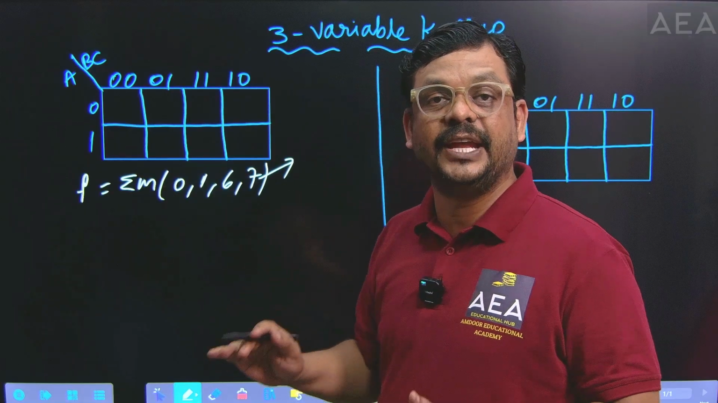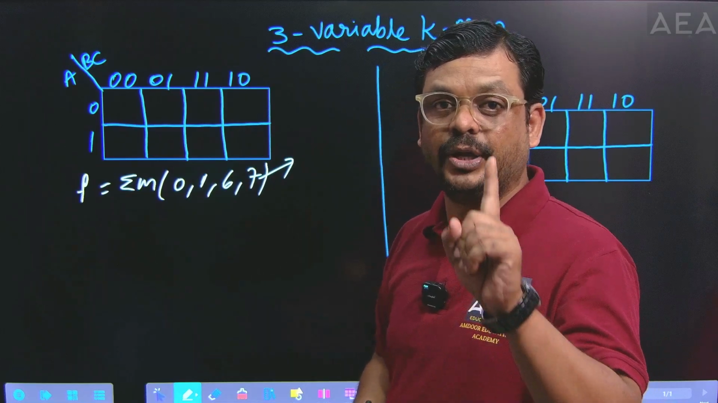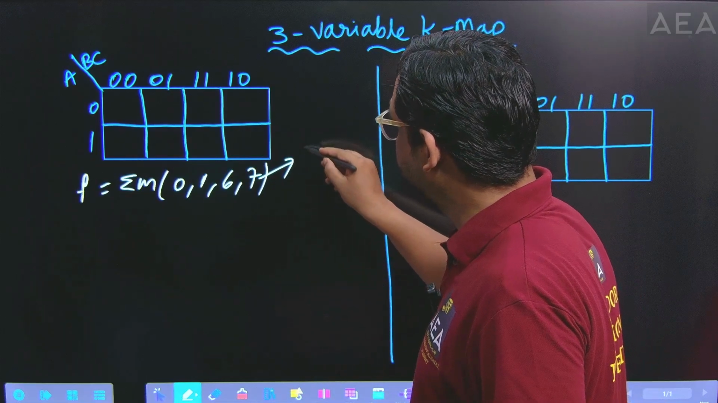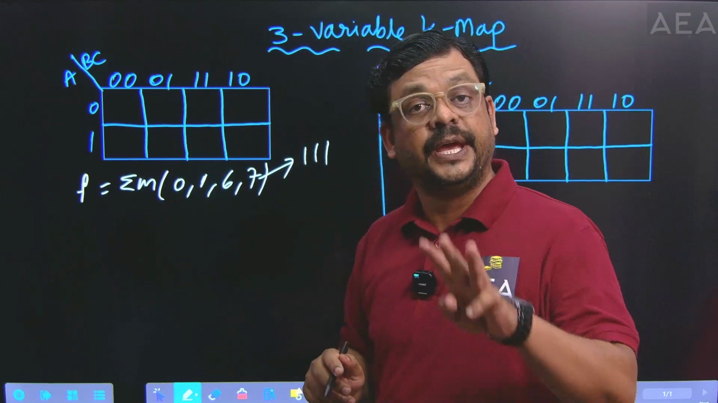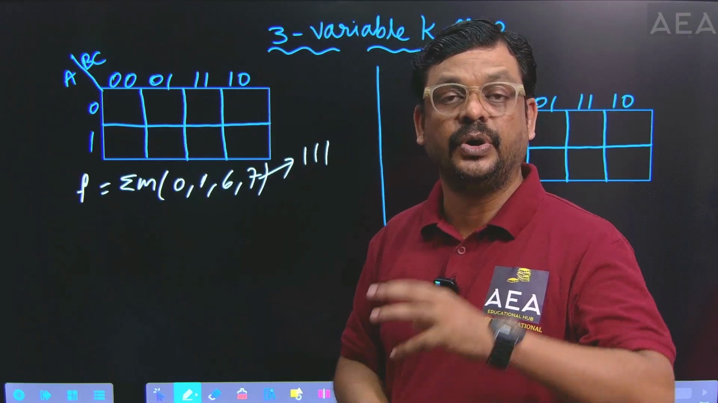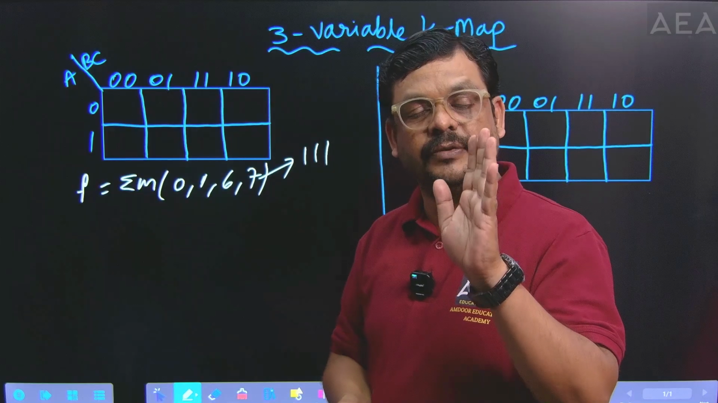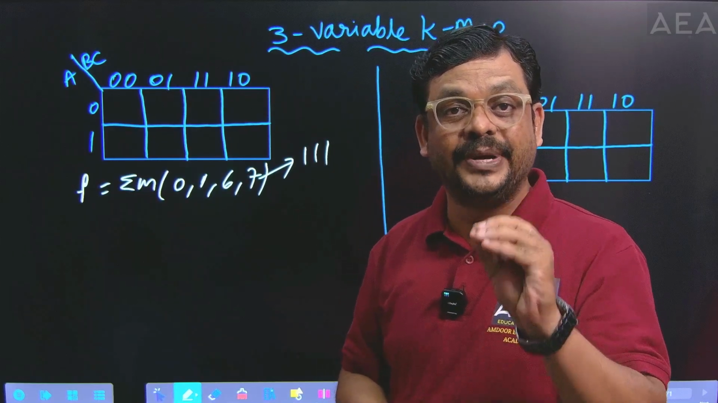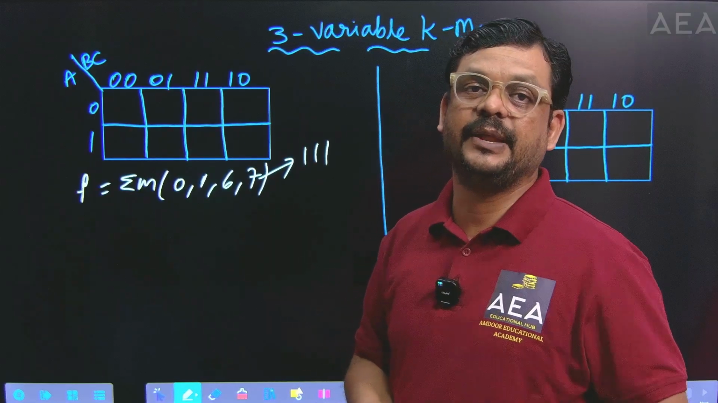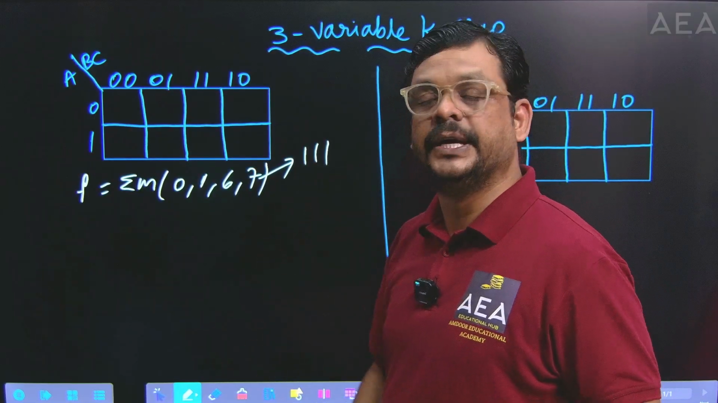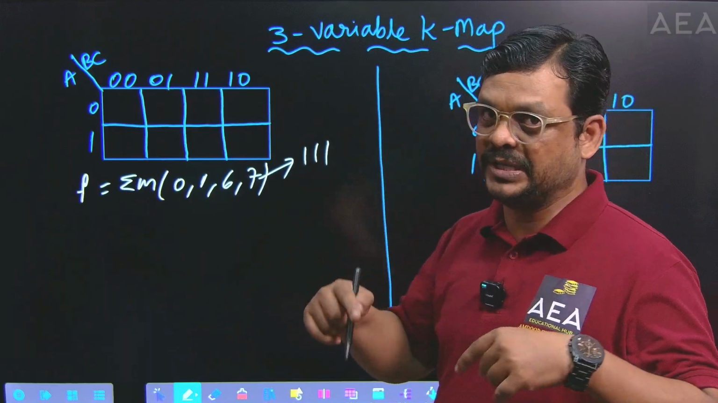Just write 7 in binary format. What is the minimum number of bits required to write 7? So I'm writing 7 in binary. It takes totally 1, 1, 1. That means it requires 3 bits. So identify the maximum number, then convert it into a binary number. That gives the number of bits required to write that number in binary format, and that explains the number of variables. So now it requires totally 3 variables. So to solve this problem, it compulsorily requires a 3 variable K-map.